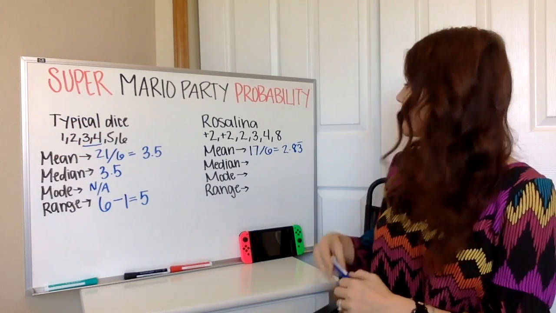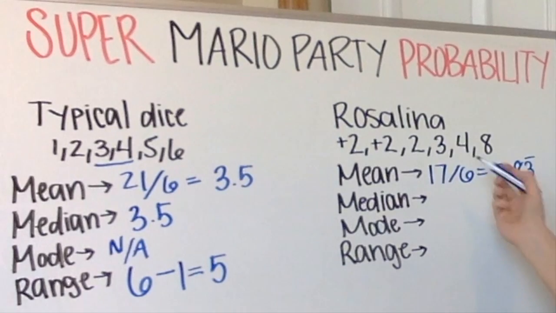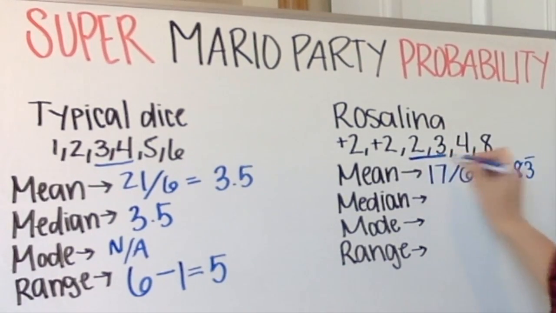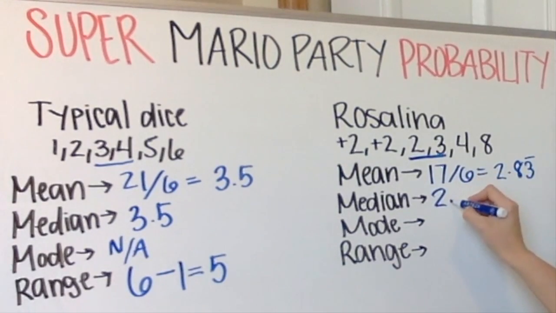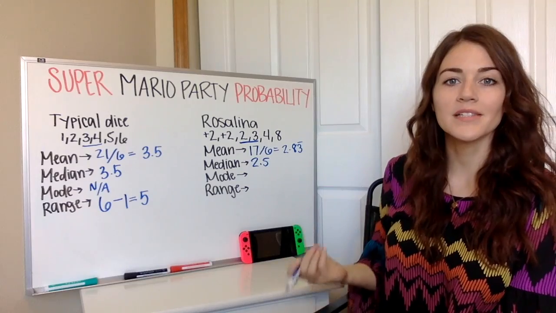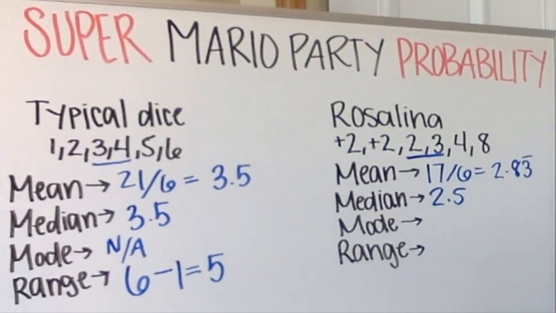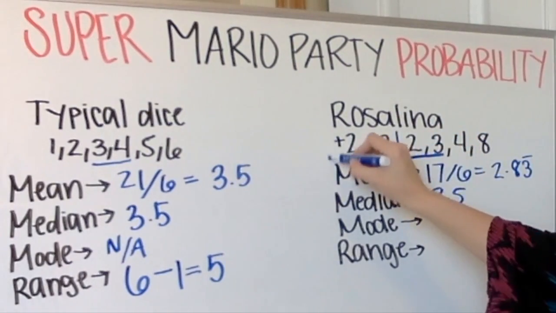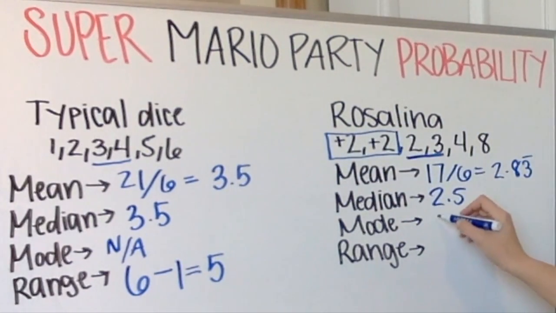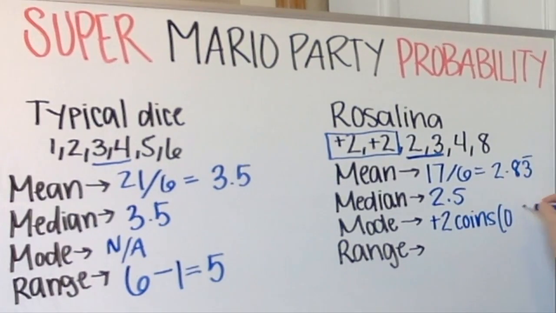Back to Rosalina, if we're looking at our median, our two numbers in the middle, 2 and 3, add those up, 5 divided by 2, our average of our middle is 2.5. Our mode is the one we see the most. All of these have a 1 out of 6 chance, but we have a 2 out of 6 chance of getting plus 2 coins or 0 steps.